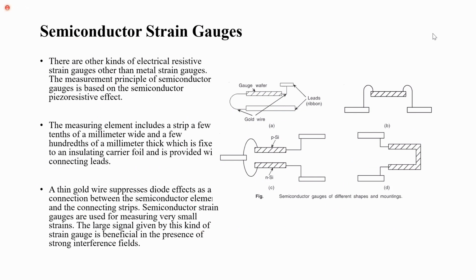Next one is semiconductor strain gauge. There are other kinds of electrical resistive strain gauges other than metal strain gauges. The measurement principle of semiconductor gauges is based on the semiconductor piezoresistive effect. The measuring element includes a strip a few tenths of a millimeter wide and a few hundredths of a millimeter thick, which is fixed to an insulating carrier foil and is provided with connecting leads. One minute, students.